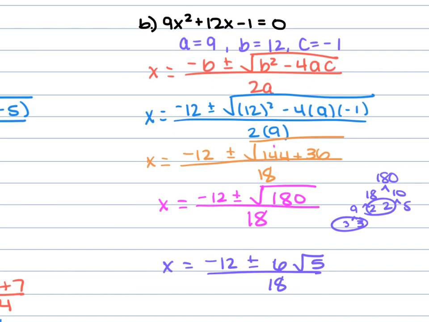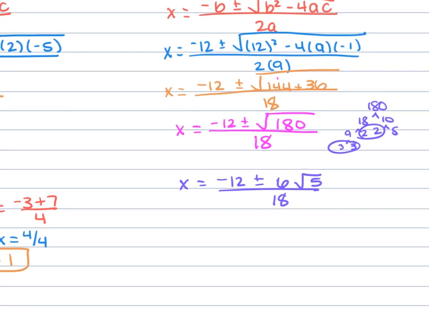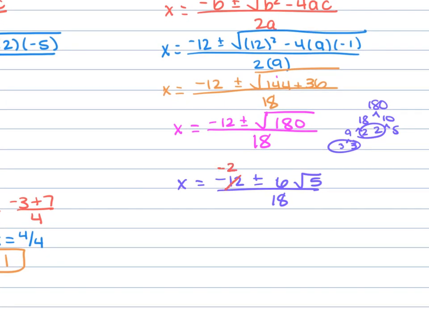Now that negative 12, the 6, and the 18 are all divisible by 3. They're also all divisible by 6, so we're going to divide all of them by 6. This negative 12 is going to become negative 2. The 6 becomes a 1. The 18 becomes a 3. So this is going to leave us with x is equal to negative 2 plus or minus the square root of 5 all over 3.